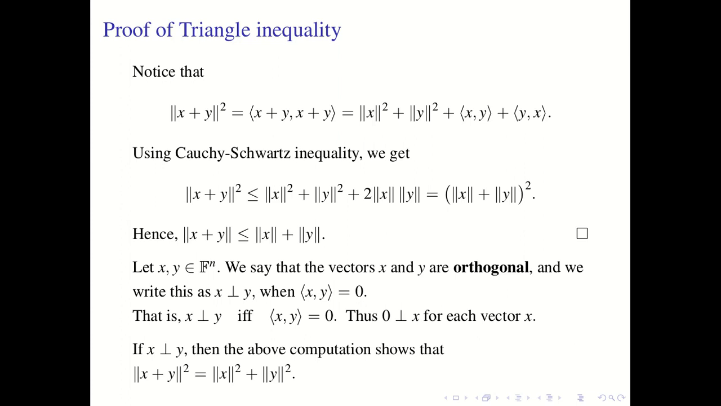If you take two vectors x and y in Fn, we say that these two vectors are orthogonal if inner product xy is equal to 0. We write this as x perp y. So x perp y if and only if inner product xy is 0. A quick observation is that the 0 vector is perpendicular or orthogonal to every vector.